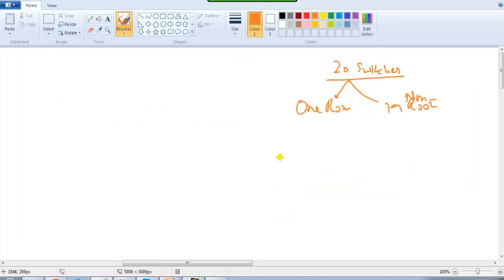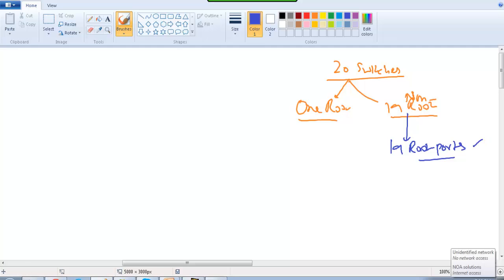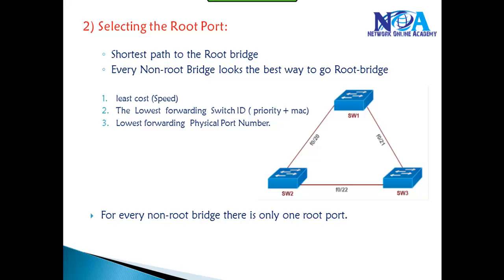So which means if I take an example where I have one root bridge and 19 non-root bridges, in that case there will be 19 root ports, because every non-root bridge will have one mandatory root port, and that will be only one, not more than one. So the first condition is the shortest path. For the shortest path to the root bridge, it's going to see the cost.